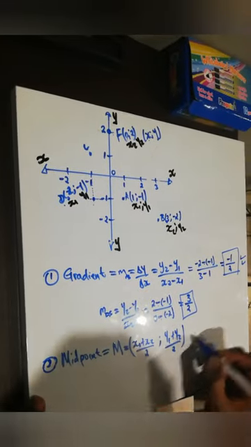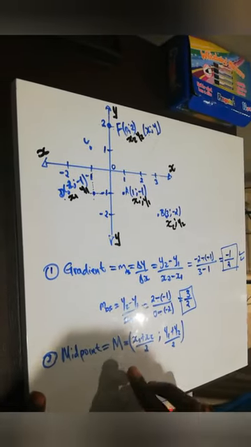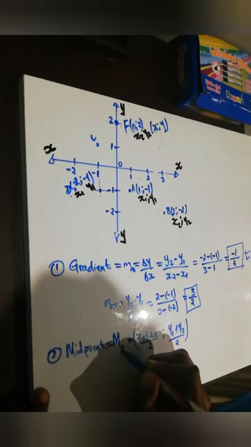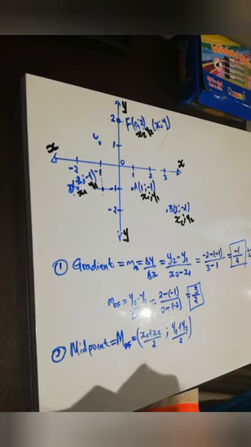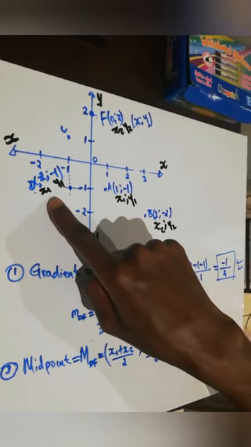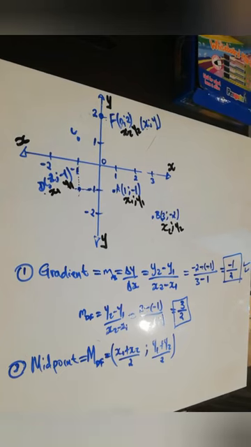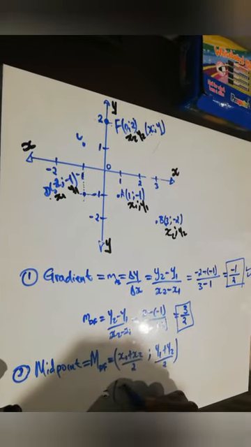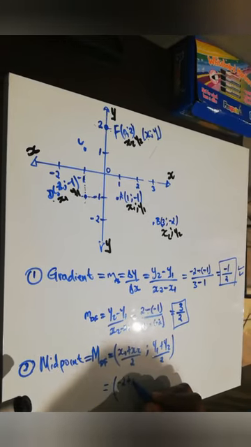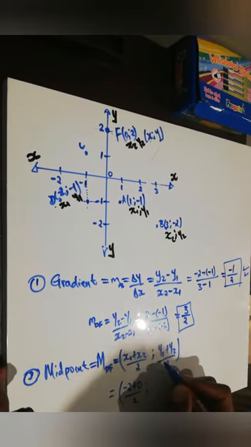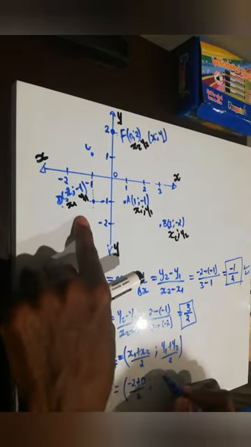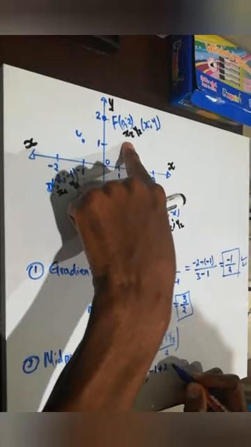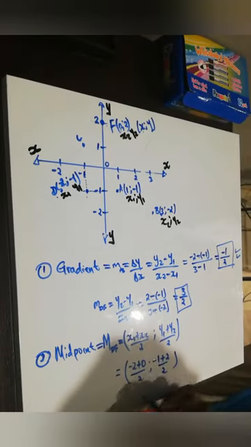Therefore, let me just write it here. Midpoint from D to F. We already identified which one is x1 and which one is x2, so here we just substitute. What is x1? x1 is -2 plus what is x2? x2 is 0, all over 2. What is my y1? My y1 is -1 plus my y2, which is just 2, all over 2.